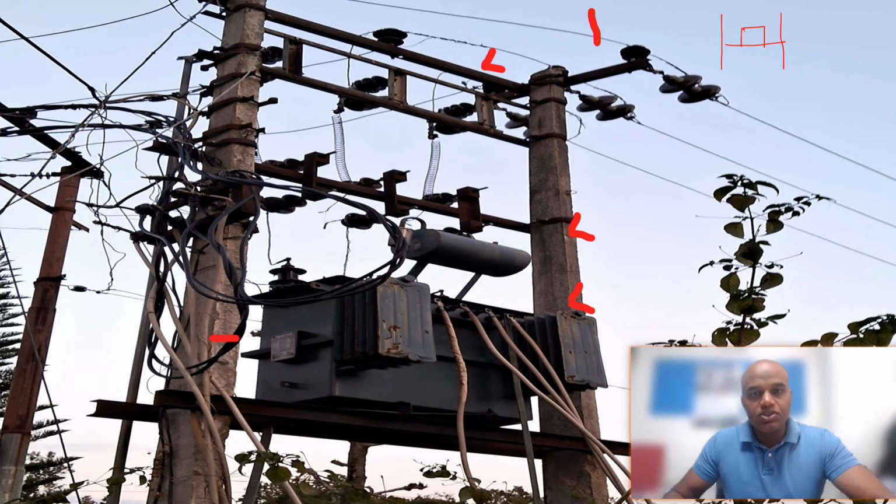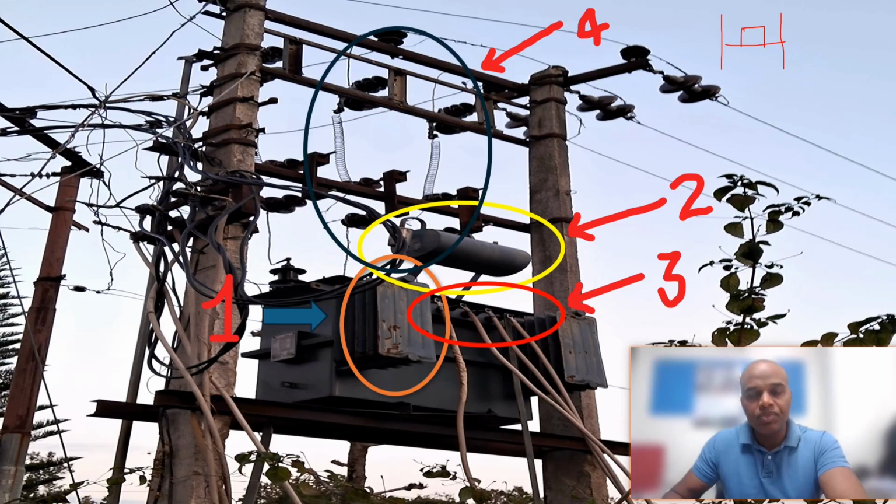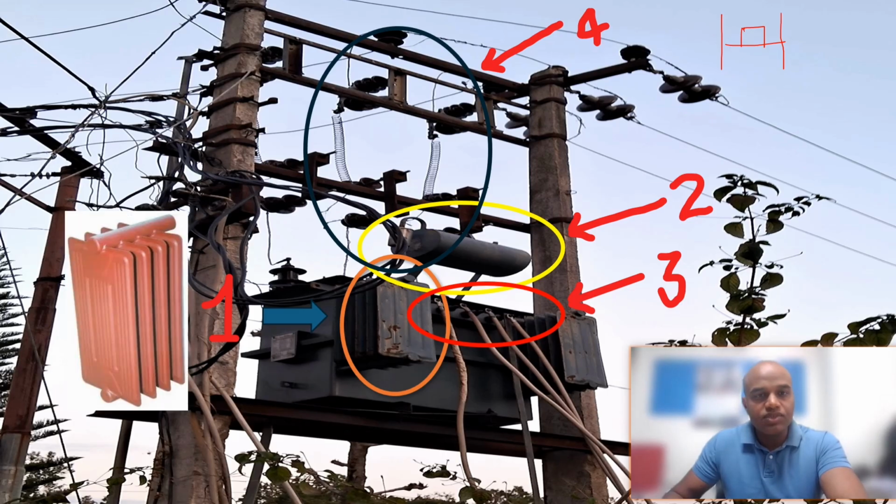And by looking at this picture, the first things which catch our eyes are: number one, the radiator; number two, the transformer tank; and third, some wiring coming out of or coming into the transformer. Similarly, some connections are coming in or going out. We cannot differentiate which is incoming and which is outgoing. So to understand this, let's look one by one, starting with the radiator.